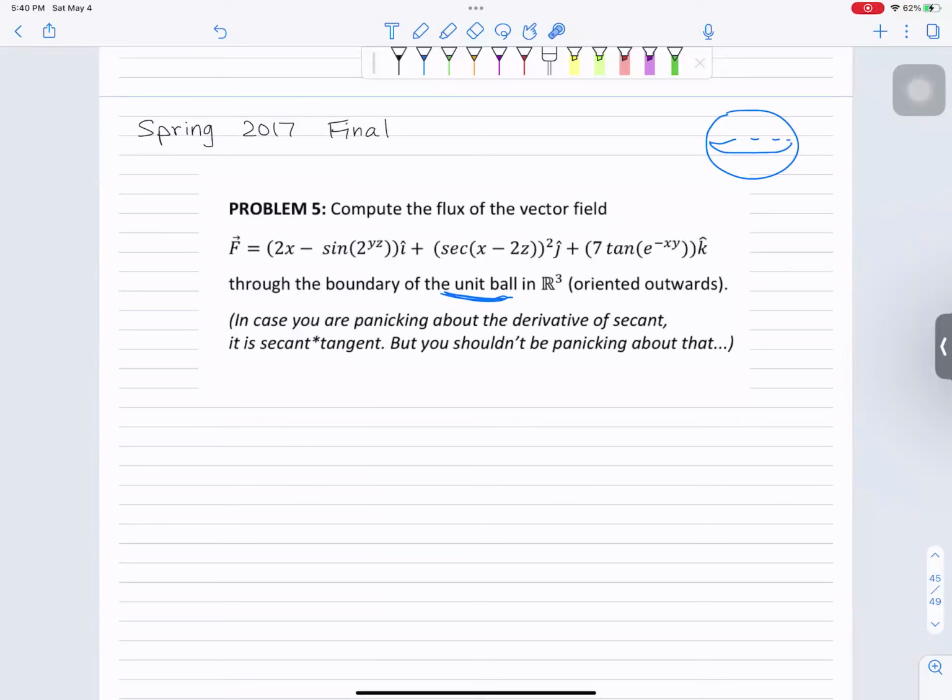And in fact, in case you're panicking about the derivative of secant, you shouldn't be panicking about that. Because one way you could have approached this problem is, like I said, you have to parameterize this sphere, plug in all the parameterizations, blah, blah, blah, a bunch of stuff. Instead, we don't want to do that. Let's just use the divergence theorem. So the divergence theorem says that the integral of F is equal to the integral of the divergence of F.